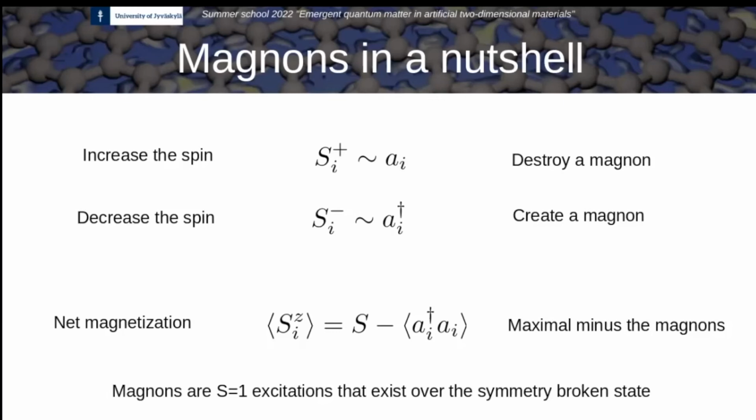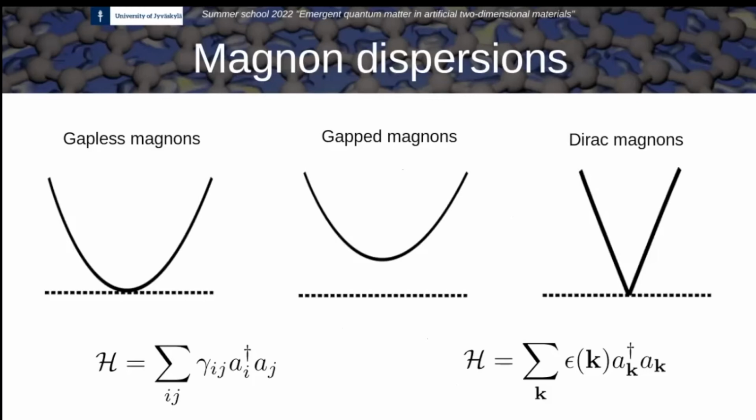All right, great. So essentially, now we know that in 2D magnets, we have magnons, and the more magnons we have, the smaller our magnetization is. So now the interesting thing to note is that magnons are just one new type of quasi-particle. They have a Hamiltonian that is bilinear. And as a bilinear Hamiltonian, it's a Hamiltonian that we can exactly solve and exactly diagonalize.